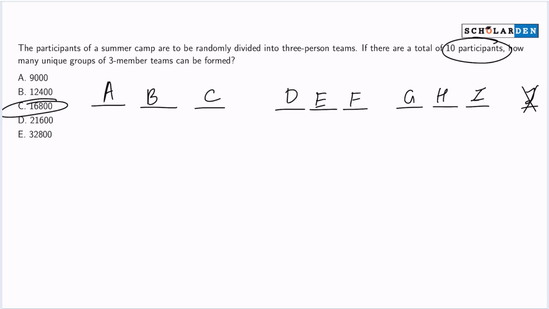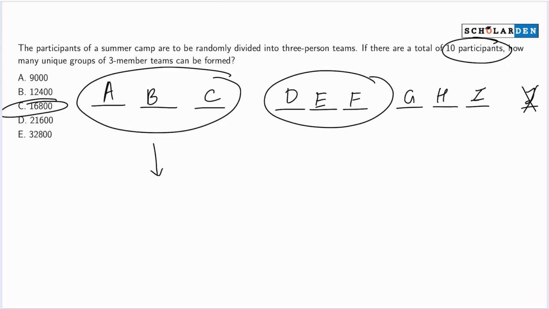But here's what's important. What we want is how many unique groups of 3-member teams can be formed. Well, let's say if the first 9 people were chosen in this order, this is one unique set of groups. That's really what's happening here. And so what we really need to figure out is how many total combinations can we make? If I were to pick 3 people out of the 10, how many possibilities is that? And then if I pick 3 people out of the remaining 7, how many is that? And then if we have 3 people picked out of the remaining 4, how many is that?